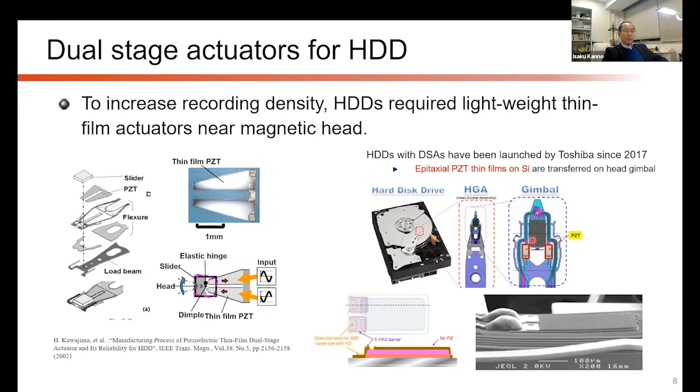But anyway, epitaxial PZT thin films are used. The epitaxial PZT thin films are grown on the silicon substrate, and after that, peeled off and transferred onto the place close to the magnetic head. Anyway, this type of hard disk drive using a dual stage actuator has already been commercialized.